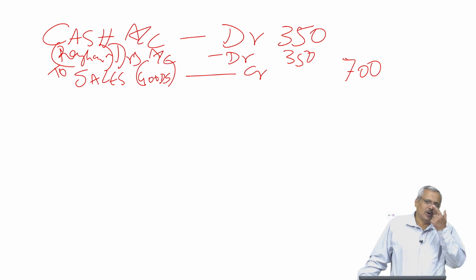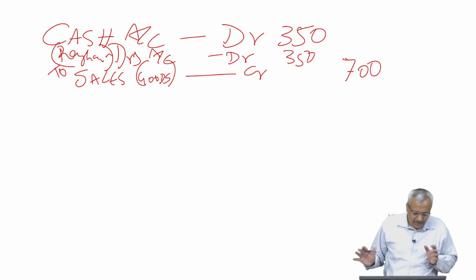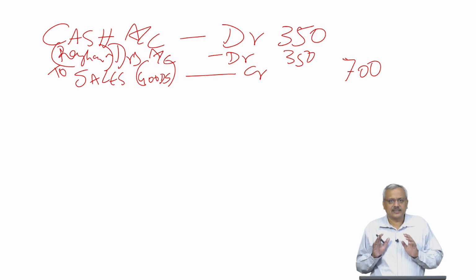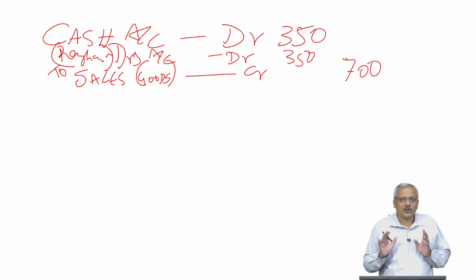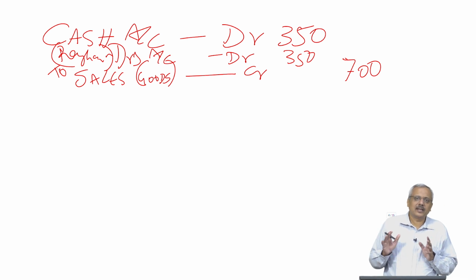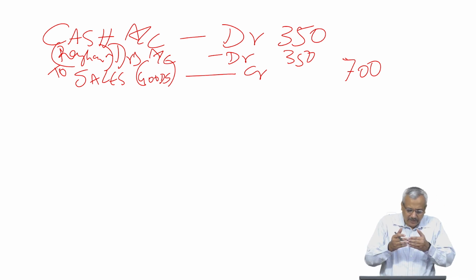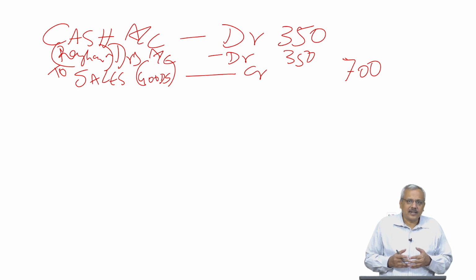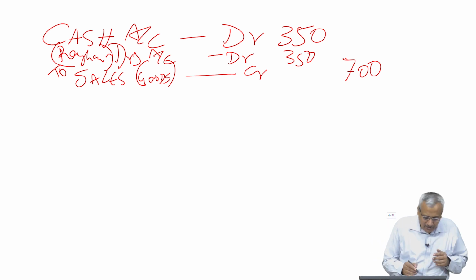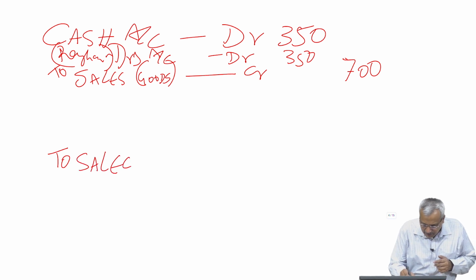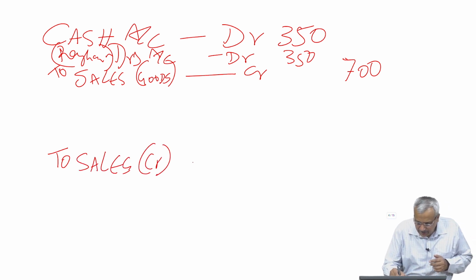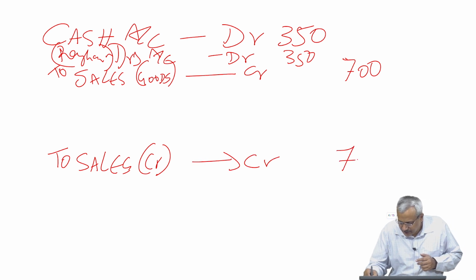When it says sold goods to Vijay merchant rupees 700, then what is happening? First thing, sales is happening. When sales is happening, goods are going out of your company. When goods are going out of your company, then what happens? Debit what comes in, credit what goes out. What is going out? Goods are going out. So I credit sales, and it is 700.